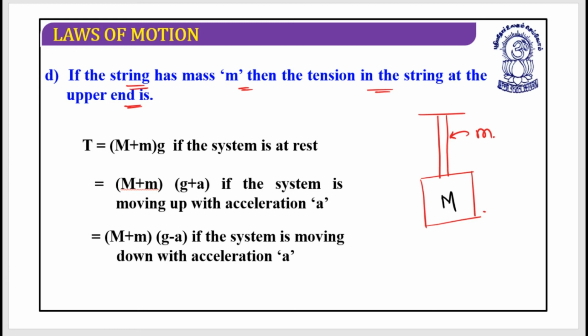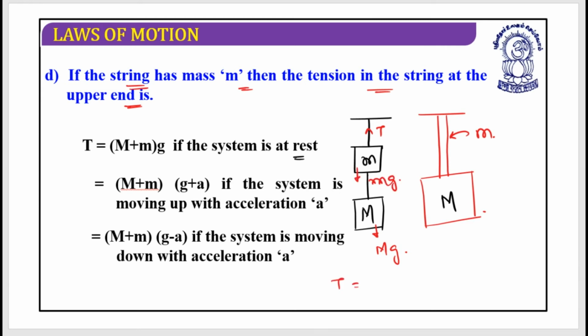So what you are supposed to do is consider it something like this: let's suppose this is the mass of the string. I have considered it as a block itself, and one more block is there, which is of capital M. And then go with the data. Suppose the system is at rest, then the upward force is the tension, and the downward force is the mg of this and the Mg of this. So T equals mg plus Mg.